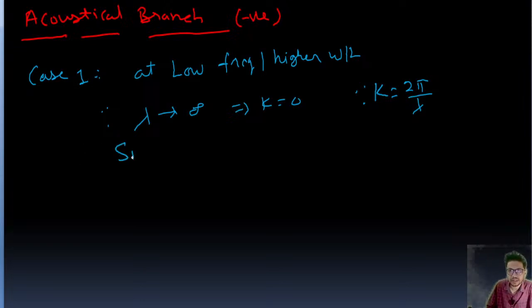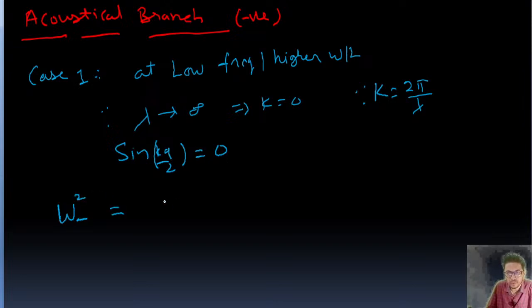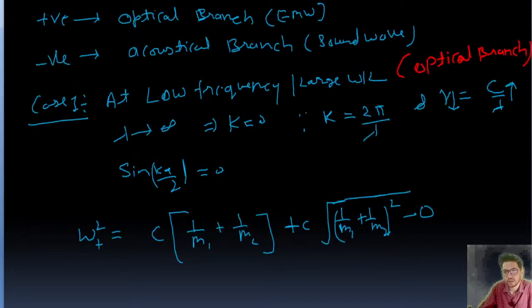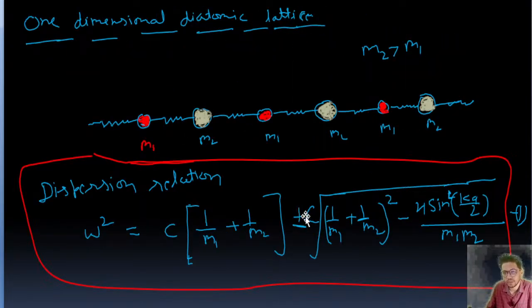Now if this is the case, sin ka by 2 value is going to be 0, right? For the acoustical branch we are going to take the negative sign, and this will be denoted by omega minus square. Omega minus square is going to be c into 1 upon m1 plus 1 upon m2, where in equation 1 I have written the value of omega, and now we'll take the minus sign. Acoustical means minus sign; for optical we have taken plus sign, and for acoustical we have taken minus sign.